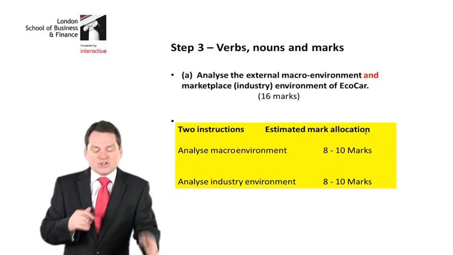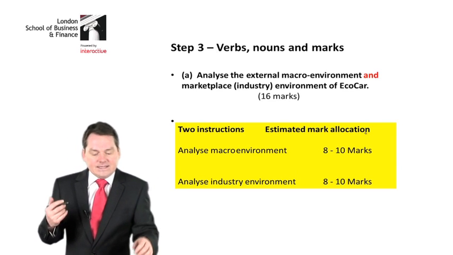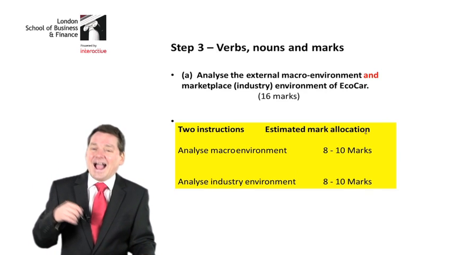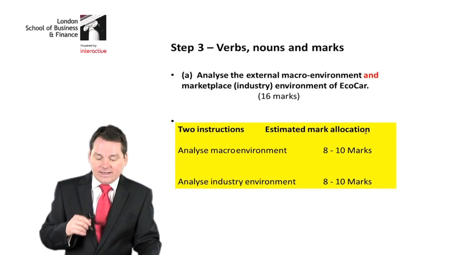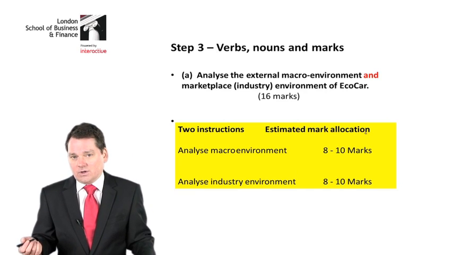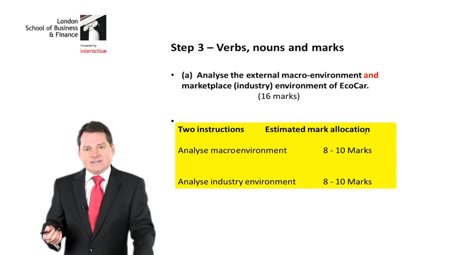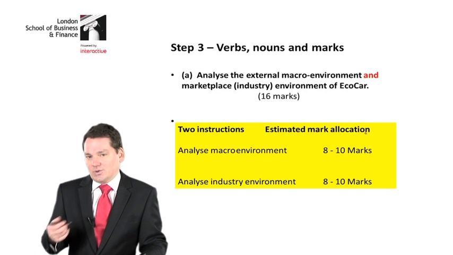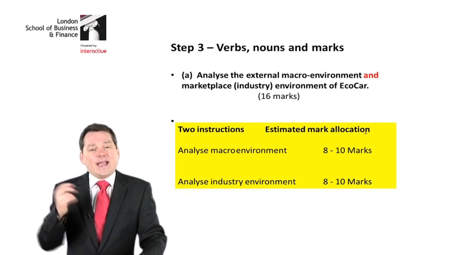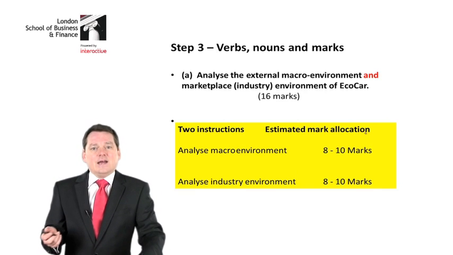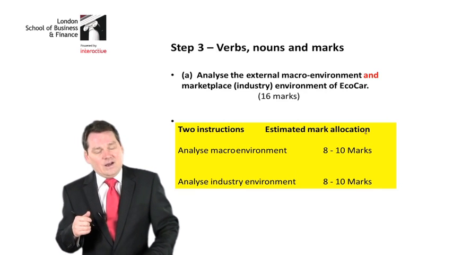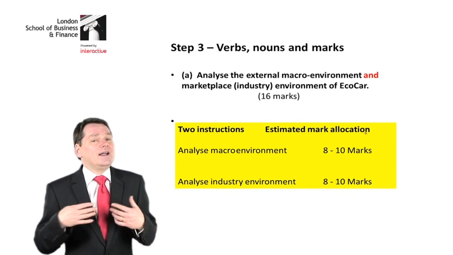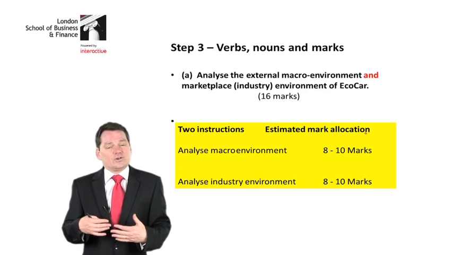So, let's just have a look at Part A. It says, analyse the external macro environment and analyse the industry environment. Now, this may sound obvious, but there are obviously 2 separate questions there. And I have to answer both of them. Now, in P3, the examiner is quite generous. He usually allows extra marks.